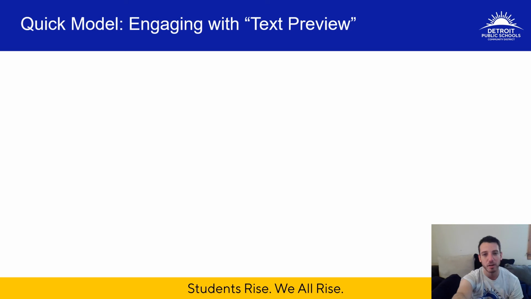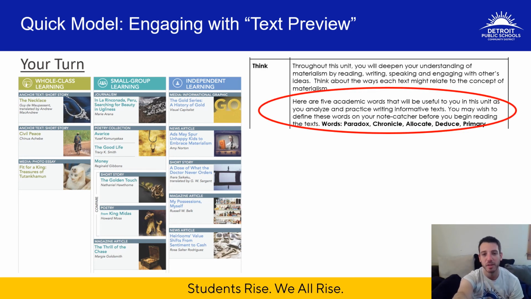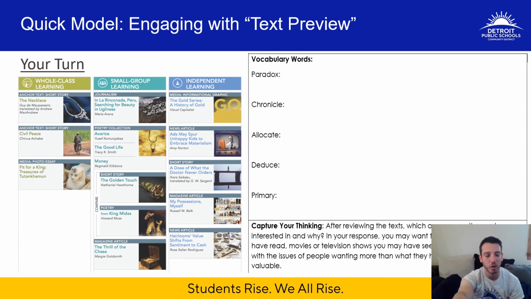So that was just a quick model with just one text from the text preview page. There's way more you have to complete on your own. So now it's your turn. Continue with the same process of reading the different texts from the text preview page. Read the titles, look at the pictures, and make an inference for each text on how it relates to this concept of materialism. Then don't forget for the think part, you also have to define those 5 academic words that are listed there in bold. And then there's also more that you have to complete for the talk, write, and closing components. And just a friendly reminder that all of this can be found on your note catcher.